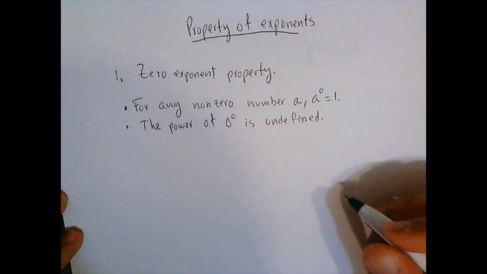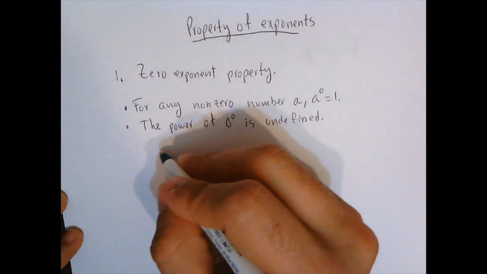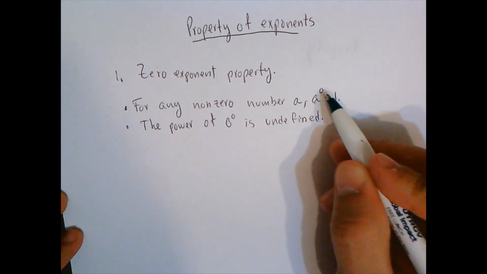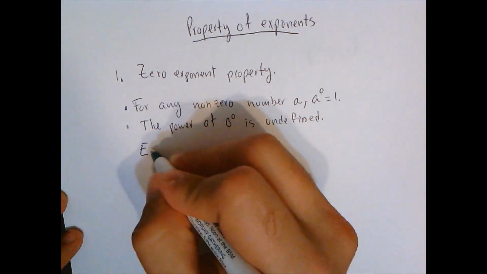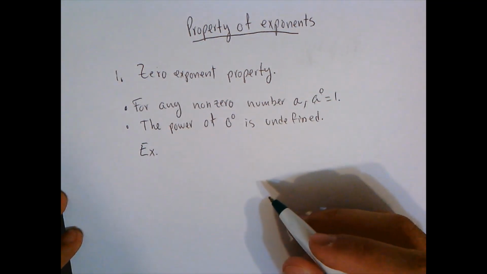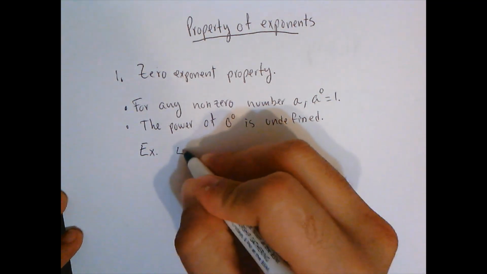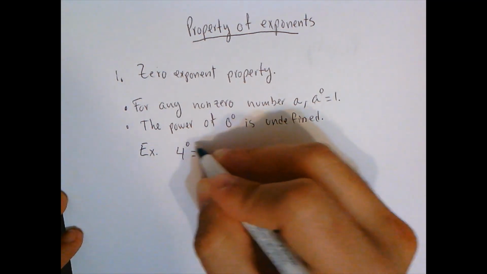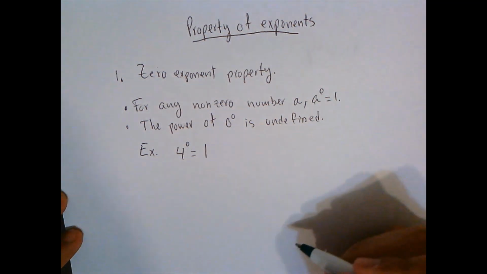So what that means is that if I have any number raised to the 0 power, that will be equal to 1. And here's one example. I'm actually going to do two. With numbers it will look something like this. Say that I have 4 raised to the 0 power. Well, 4 raised to the 0 power, because of this property, will be equal to 1.